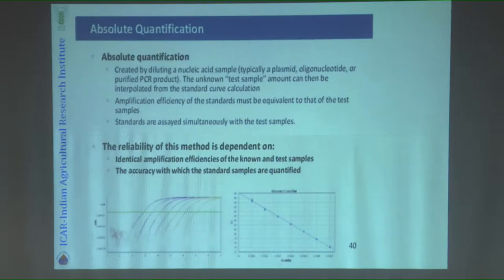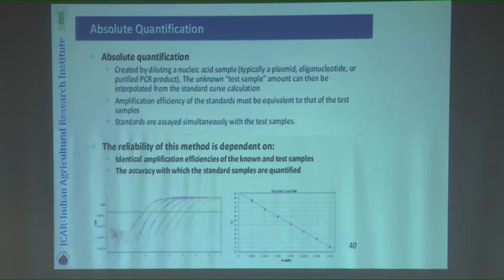Now we are moving on to how to make use of the data and calculate the amount of template. We use absolute quantification, which is created by diluting a nucleic acid sample, typically a plasmid, oligonucleotide, or a purified PCR product. What we use as a template has to be serially diluted, and those dilutions are run separately, and the fluorescent signal is quantified. Then you can use an unknown test sample, whose amount you can interpolate from the standard curve. So you have to draw a standard curve with the fluorescent signal against the copy numbers. From there, you will be able to interpolate.